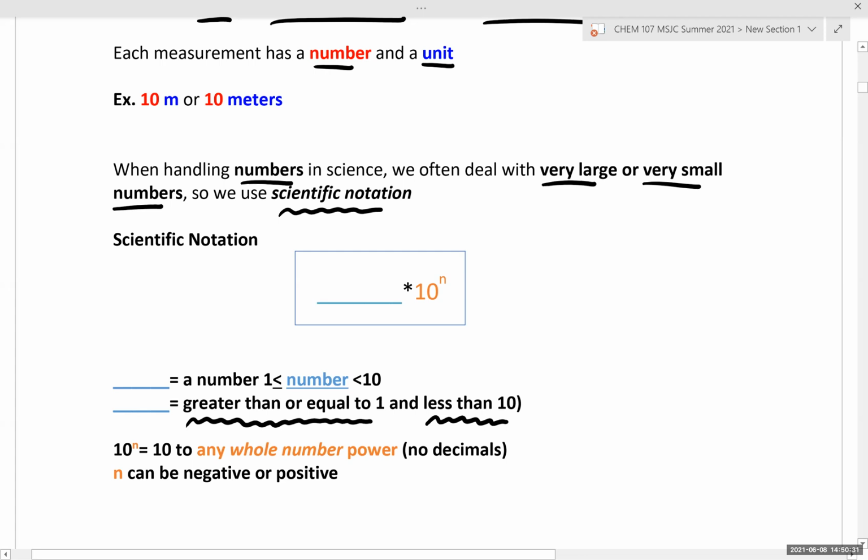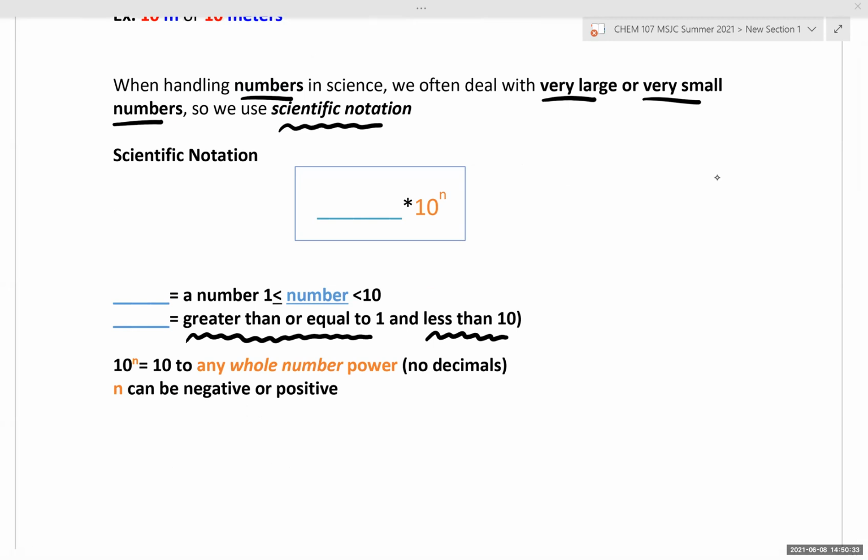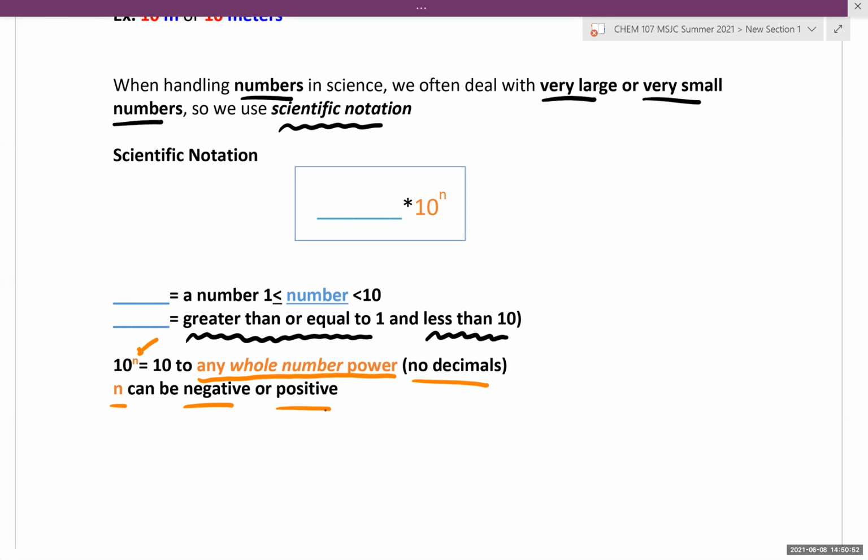When we talk about rules for our exponent in scientific notation, there are a few guidelines we have to keep in mind. Your exponent n can be any whole number power, no decimals, and n can be negative or positive to describe very small and very large numbers respectively.